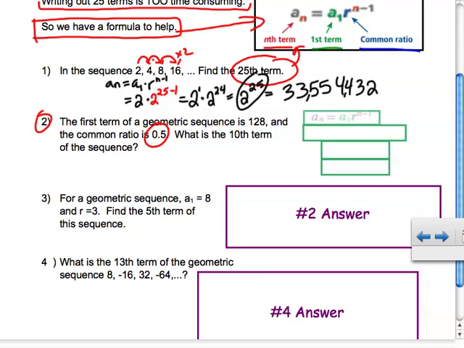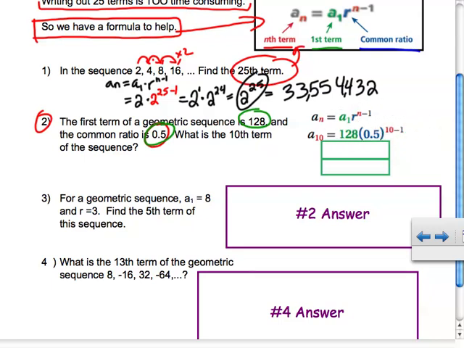Let's just go back to our formula. If I'm looking for the 10th term, this here is my variable. The book likes to write a sub 10, so I know that I'm looking for the 10th term. The first term is 128. They tell me that right here in the problem. They tell me that r is 0.5. They tell me that right here. And since I'm looking for the 10th term, I'm going to substitute the number 10 for n.